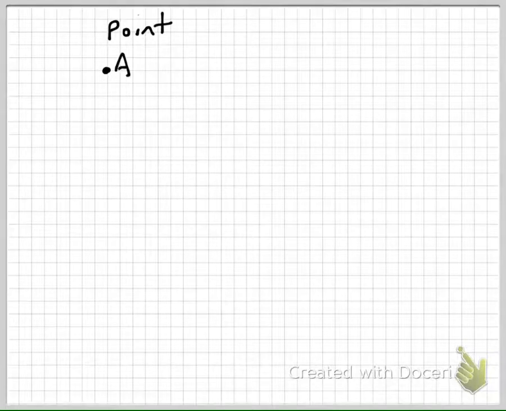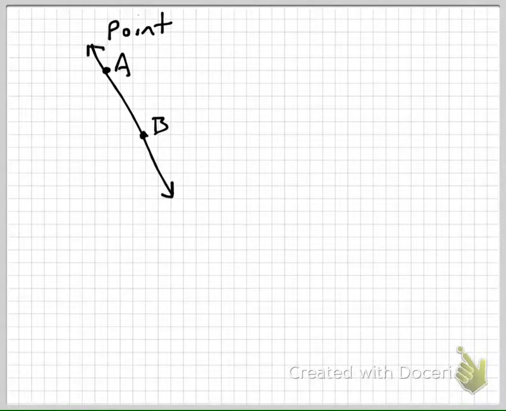If I were to draw this and have this be point B, and then I drew this, just like you've been doing, that right there is a line. What makes it a line? It goes on forever, in both directions, never ending. That's what a line is, okay? And you would label this line AB.